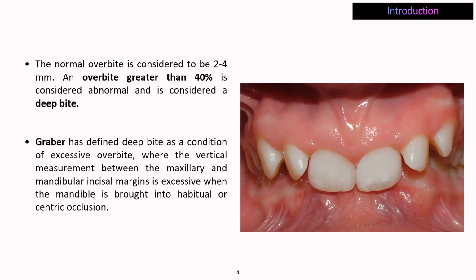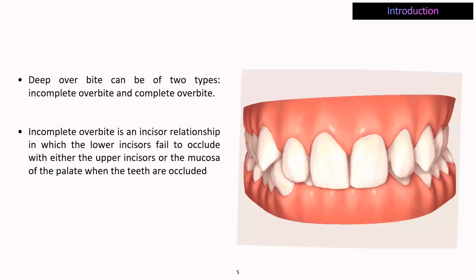There are so many reasons a deep bite can occur. A deep overbite can be of two types. One is incomplete overbite and the other is called complete overbite. Incomplete overbite is an incisor relationship in which the lower incisor fails to occlude with either the upper incisor or the mucosa of the palate when the two teeth are in occlusion.